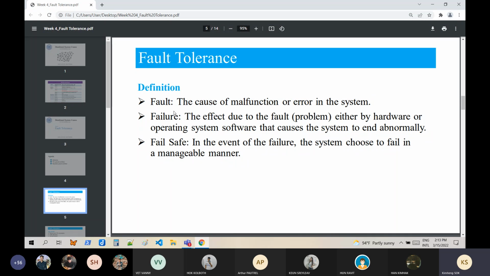Okay. So what is the difference between fault and failure? Failure is the effect. Normally it is just like cause and effect. So this one caused something, and then when the effect happened, we call it system failure. So remember, the word fault is the cause, failure is the effect. It is the effect due to the fault or the problem, either by the hardware, the operating system, or the software, that causes the system to end abnormally. For example, when you run your computer and there is some error and your computer stops immediately. The cause is called a fault, but when your computer stops working, we call it failure.